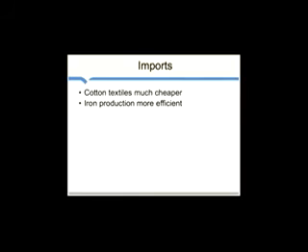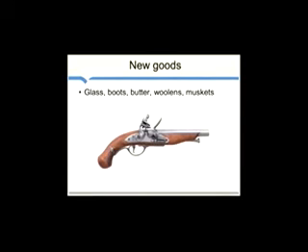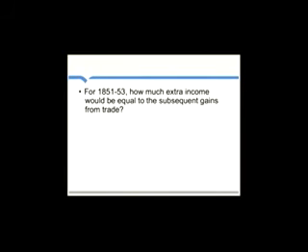Japan was also able to import a lot of new goods that they simply hadn't had before, and this includes glass, boots, butter, woolens, and also muskets. So the question asked in one research paper is this: for the years 1851 to 1853, how much extra income for Japan would in fact be equal to the gains from trade that Japan enjoyed from opening up trade with the rest of the world? In essence, this question is trying to measure the benefits from the much freer trade.